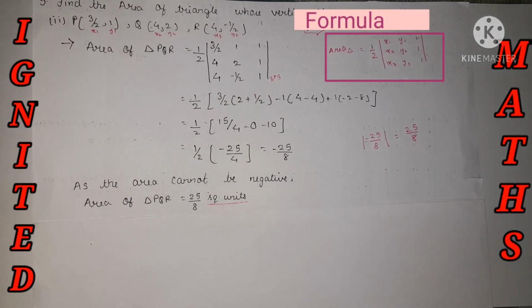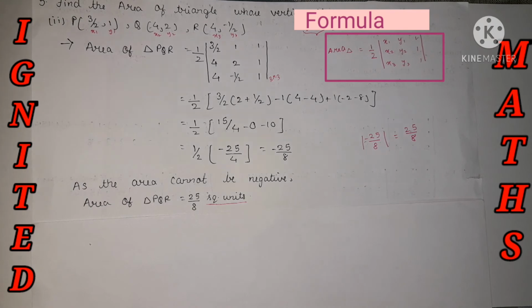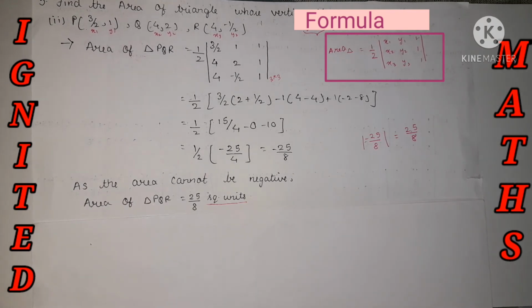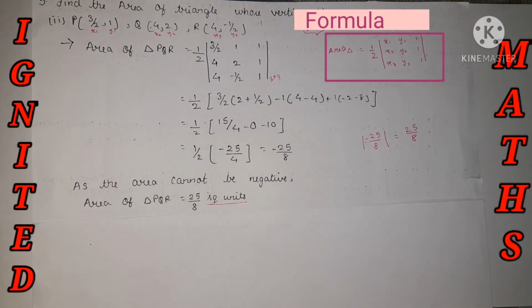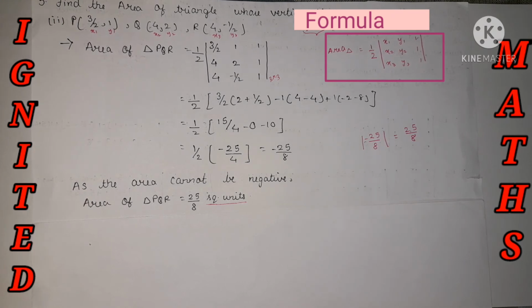Yes, we can find the area of the triangle with this determinant. That is nothing but one of the applications of the determinant. That's what the 5th question asks. The 5th main question asks to find the area of the triangle whose vertices are given.